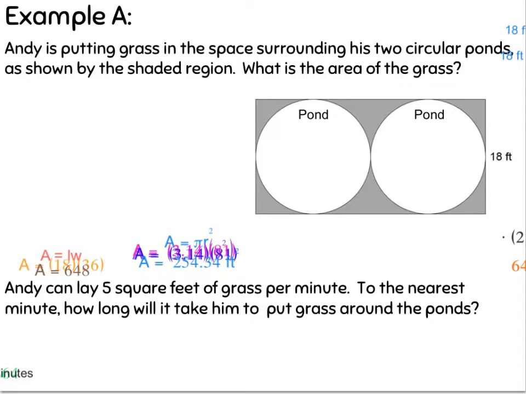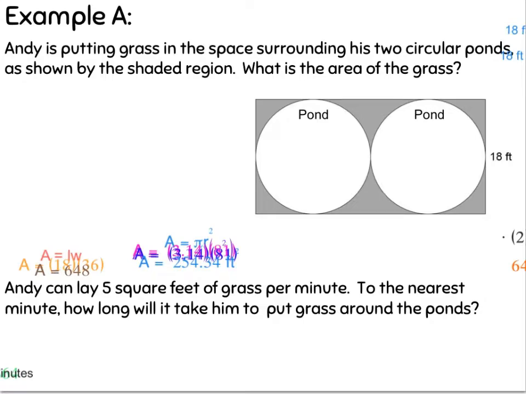Example A says Andy is putting grass in the space surrounding his two circular ponds, as shown by the shaded region. What is the area of the grass? So we're looking for just the shaded region. And there's a second question. Andy can lay 5 square feet of grass per minute. To the nearest minute, how long will it take him to put the grass around the pond? So the first thing we need to do is figure out what the total area is and then take out just the grass. So to do that, we've got to figure out what the two ponds are going to be.